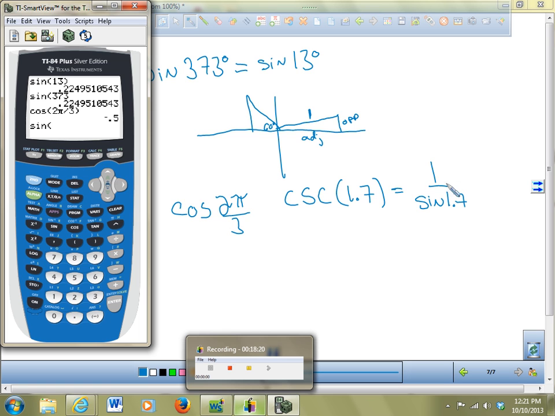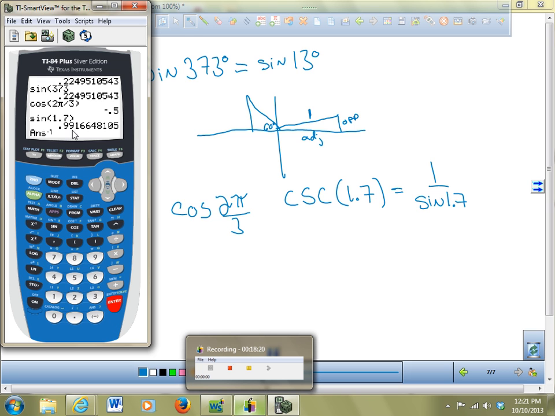Okay, so this is the way you can do this on your calculator. You could just go sine of 1.7, like that. You can hit enter, and then you can hit this button, which will give you the reciprocal, x to the negative 1.